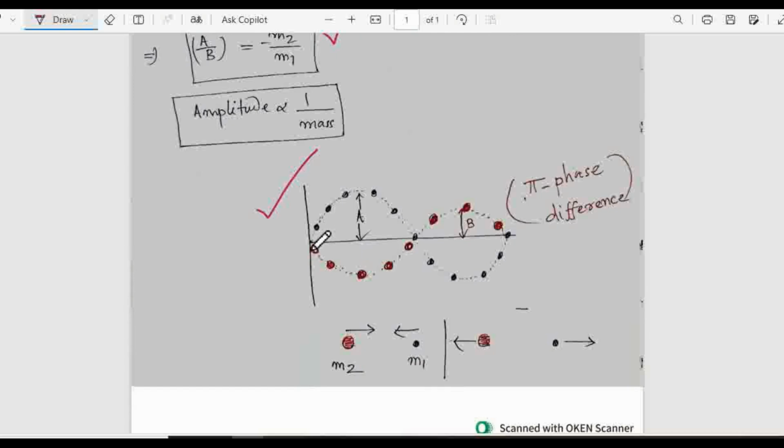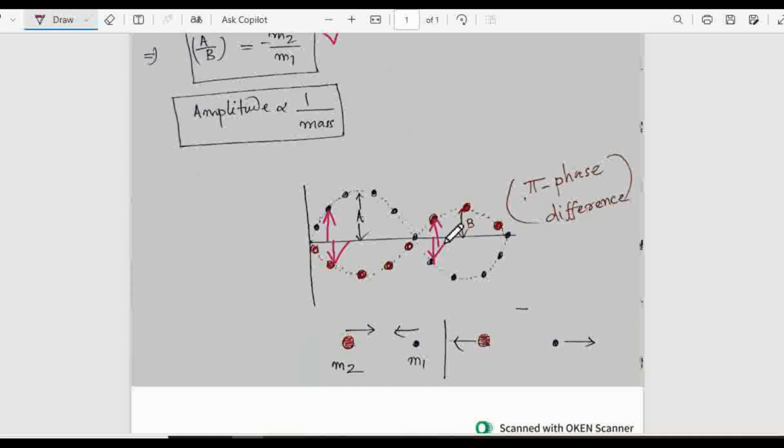This upper wave-like structure I have drawn in black color is for mass m1, which is the lighter mass, and you see its amplitude is much bigger than the amplitude of the red wave-like structure, which is for the mass m2. In both situations, when mass m1 is moving upward, at that same time mass m2 is moving downward. And in the next half, when mass m2 is moving upward, at the same time mass m1 is moving downward.